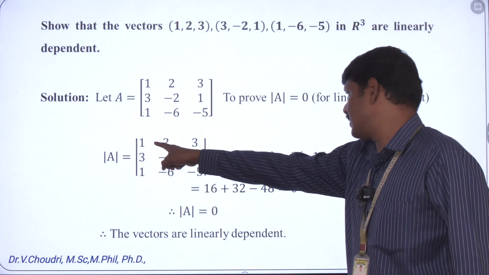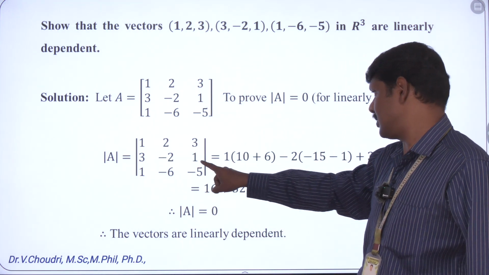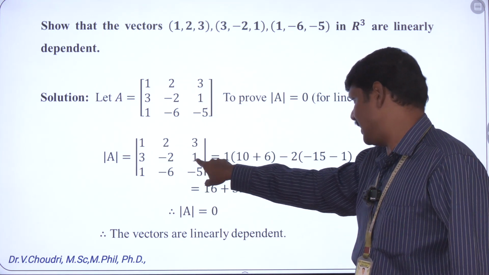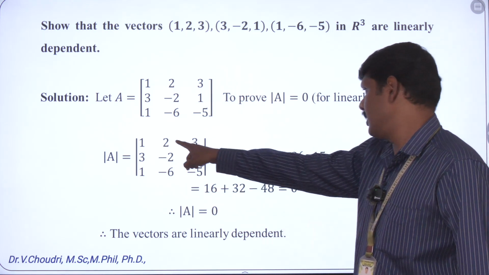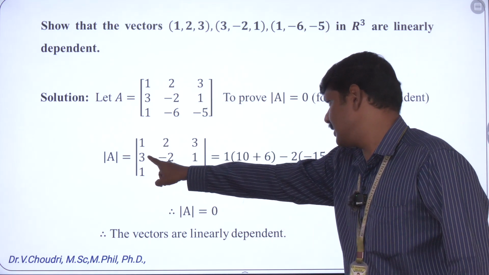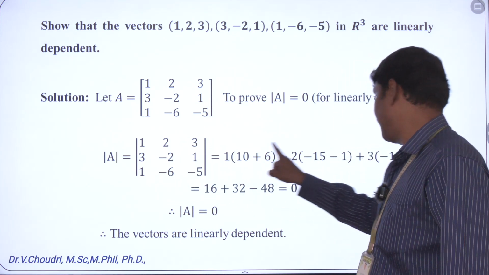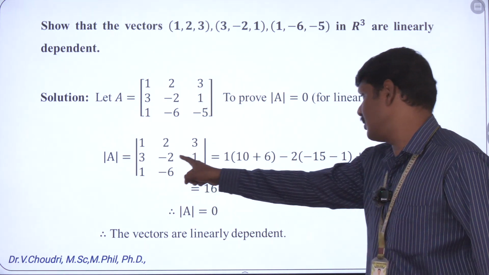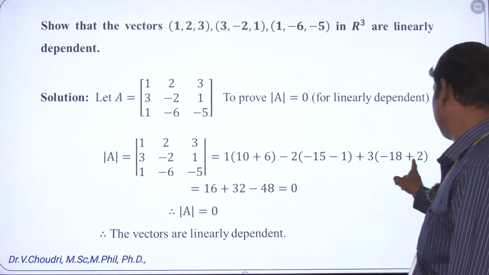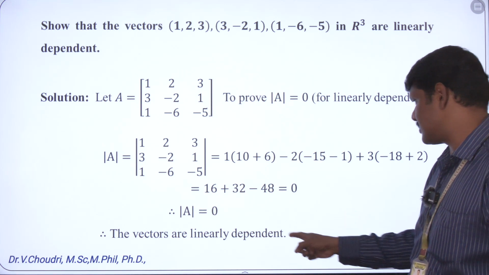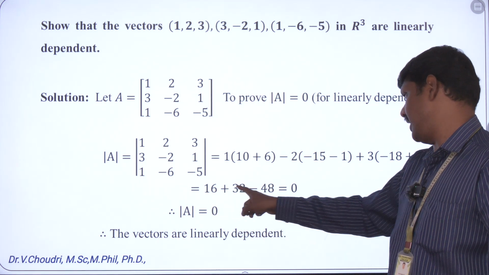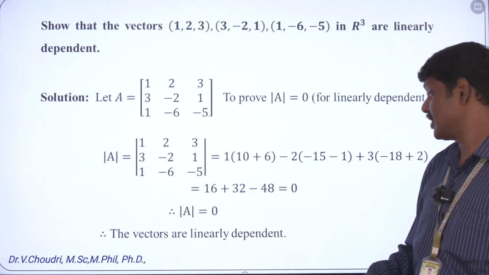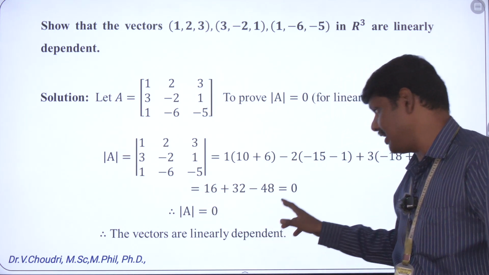I am expanding the determinant by the first row: 1 into 10 minus 6, so minus and minus plus, and minus 2 into minus 15 minus 1, plus 3 into minus 18 minus 2, it comes to plus 2. So what is the answer? 16 plus 32, 48, minus 48 equals 0. So the determinant A value equals 0, so the vectors are linearly dependent.